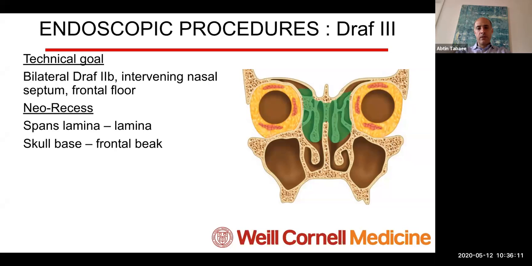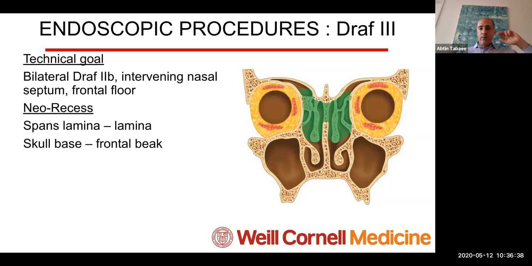But now that there has been a wide proliferation of really well done rhinology fellowships and many years of fellowship graduates working in the community, the Draf III has become a here-to-stay kind of surgery. It's meaningful, it's important, and there are enough practitioners who can do it successfully and safely that it should be considered in the algorithm of frontal sinus surgery.